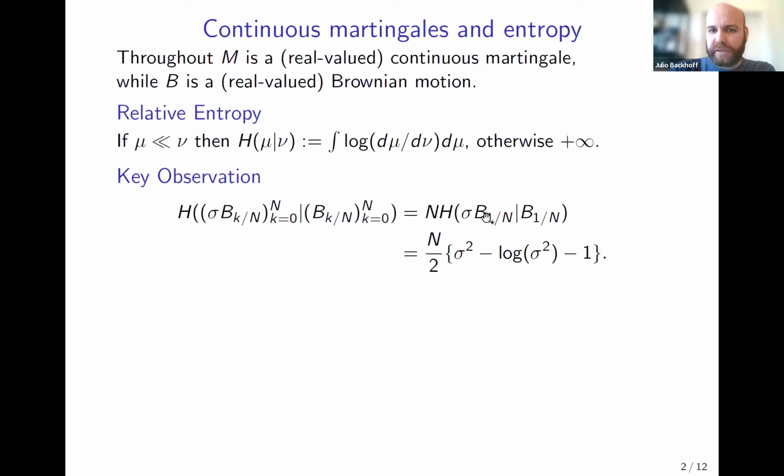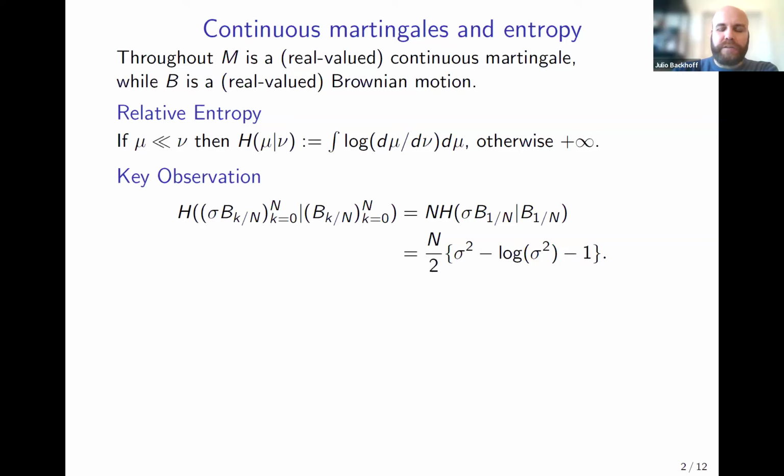So here I just took the first increment of the first one, the first increment of the second one. So this is the tensorization property. And now you need to do a couple of computations. It's completely explicit here when you have Gaussian densities and you apply the definition and you get this answer. Okay, so this you will have to trust me.